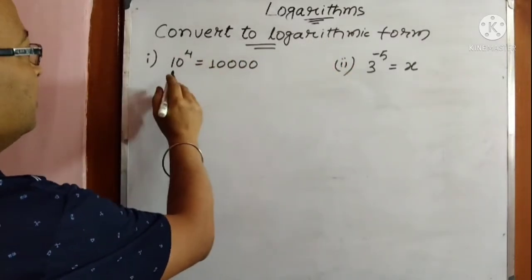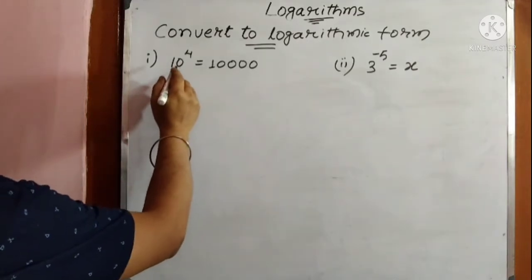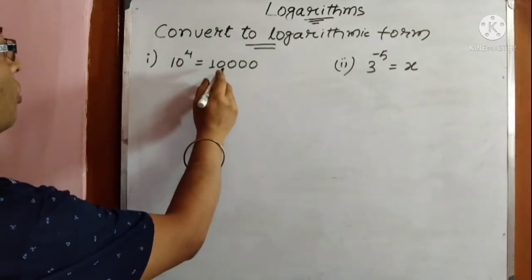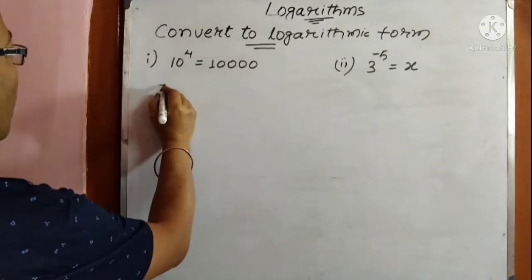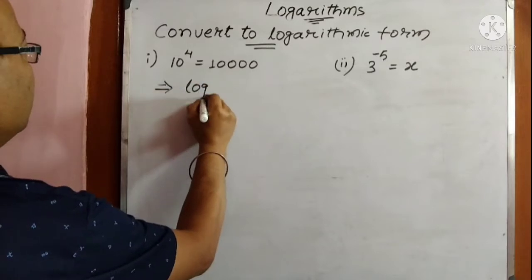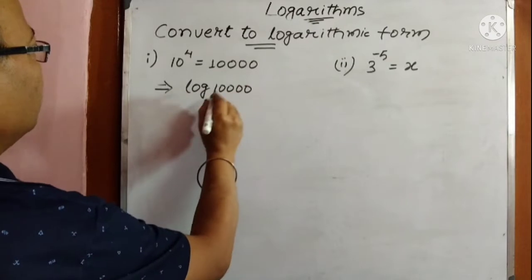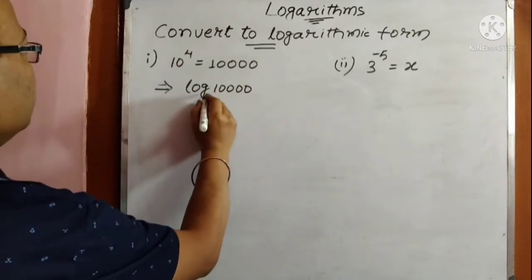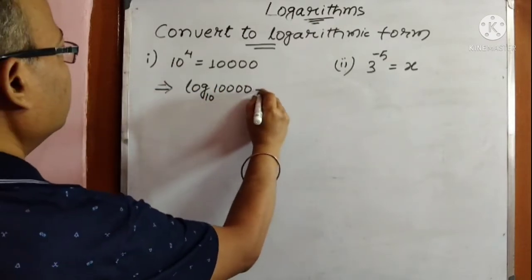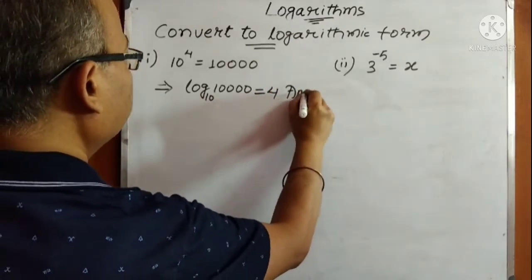Convert to logarithmic form. We have to convert this exponential form to logarithmic form. Okay, so this is the question. 10 to the power 4 is equal to 10,000. So how will we write it in logarithmic form? We will write log 10,000 to the base 10 is equal to 4. So this is your answer.